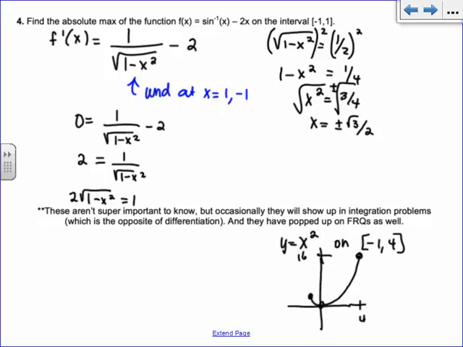So usually when you have a closed interval, what you do when you draw your number line is you put the endpoints -1 and 1. And then you put the other critical values in between.